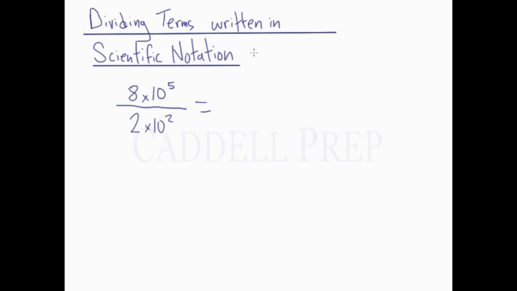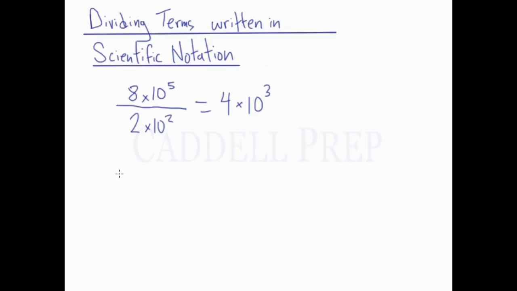Now let's look at dividing terms written in scientific notation. So again, we could just divide these and divide these, just like we were cross-canceling or reducing. 10 divided by 2 is 5. Then 10 to the 5th divided by 10 squared. In this case, when we divide, we're going to subtract exponents. So we get times 10 to the 3rd.